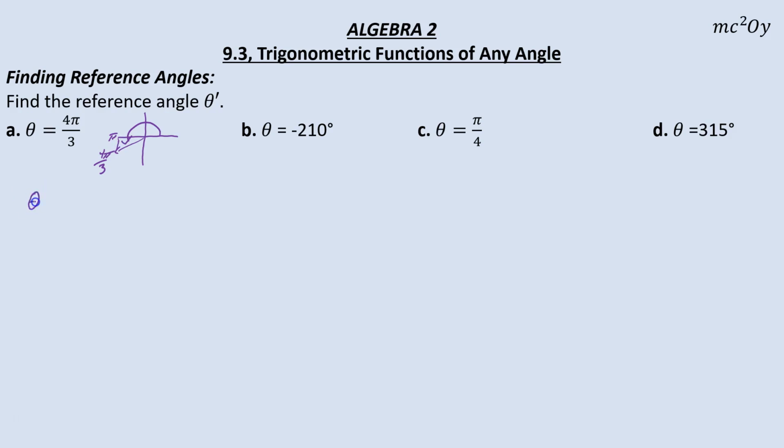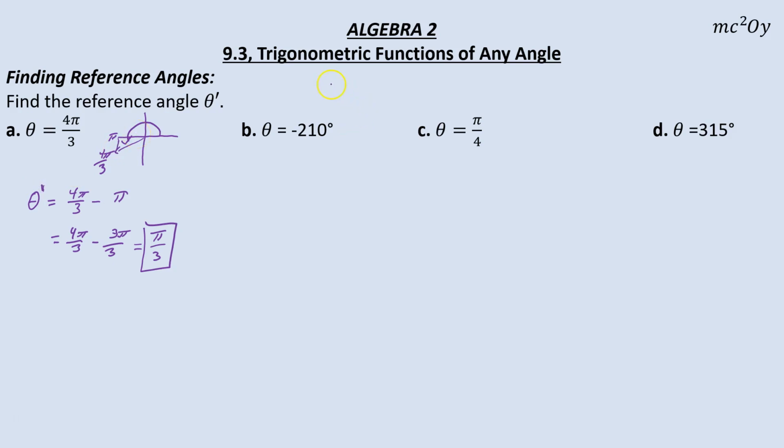However, I'm going to use the formula, theta prime, I'm using the ones from the previous slide, is equal to 4 pi over 3, that's theta, minus pi. Well, pi is the same thing as 3 pi over 3, right? So if I have 4 pi, and to keep a common denominator, 4 pi minus 3 pi is 1 pi. So this angle is 1 pi over 3, theta prime, my reference angle, to make that right triangle.